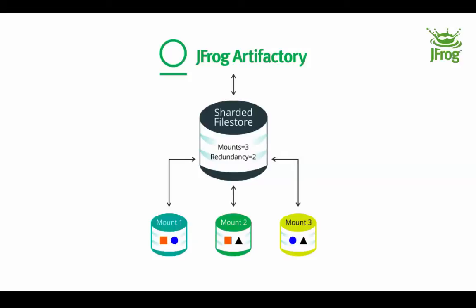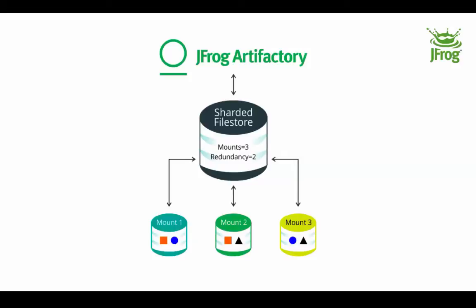The second object coming in is a circle. Artifactory is going to choose randomly 2 different locations for deploying circle. In our case, mount 1 and mount 3. Third object coming in is a triangle. Same thing, it randomly deployed onto mount 2 and mount 3. So here you know that you have 2 copies of every single artifact that is coming in. A lot of our customers are also doing full redundancy. So they have 3 mounts, and full redundancy means it's going to store 3 copies of those artifacts inside these particular mounts.